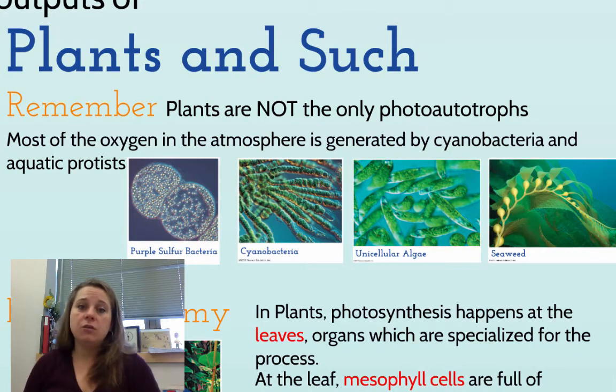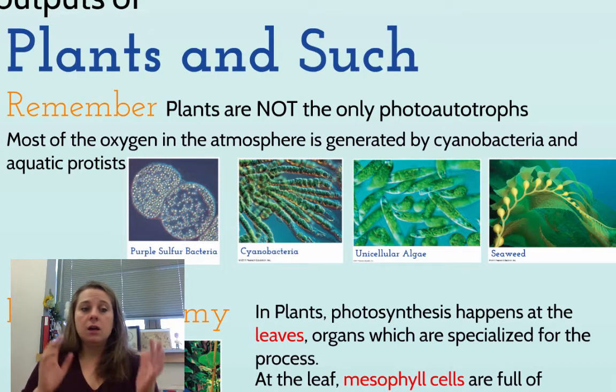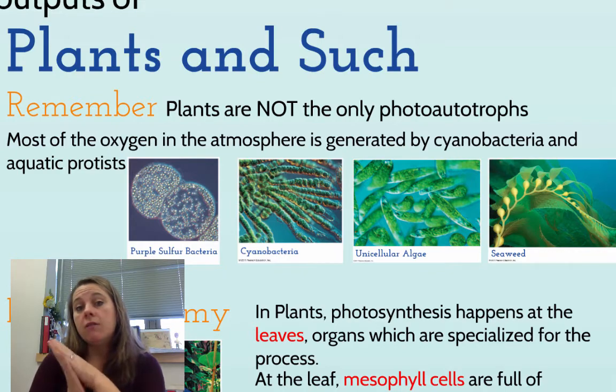So plants aren't the only photoautotrophs. Remember that. Up until this point, we've really focused on plants. Why? Because we look out our window and that's what we see. But they are not it. There are lots of other things. In fact, plants aren't even the main oxygen producer for our planet. Most of it is generated by cyanobacteria and aquatic protists that are photosynthetic as well.